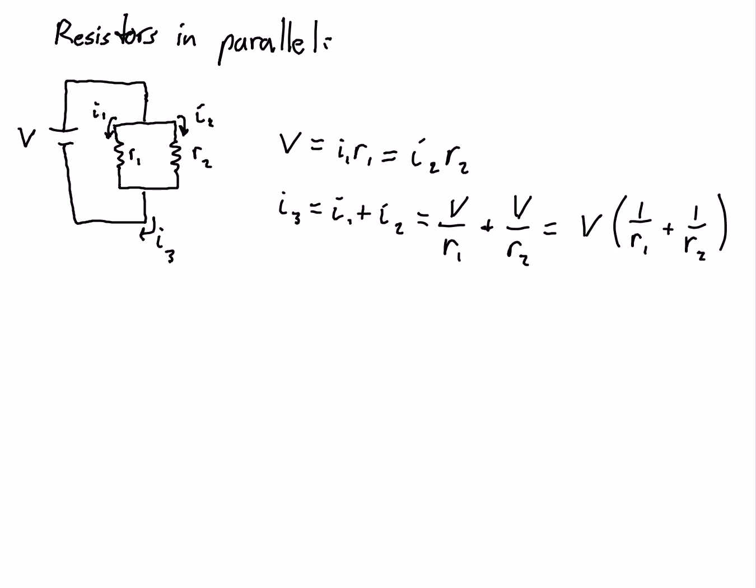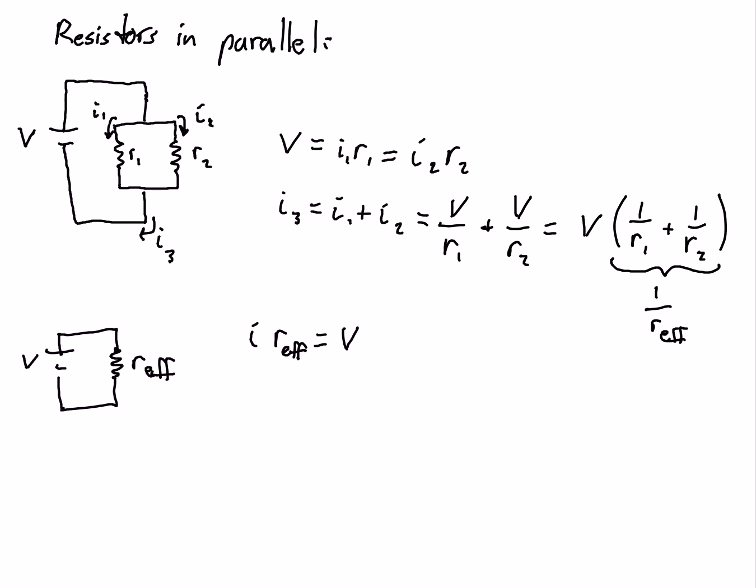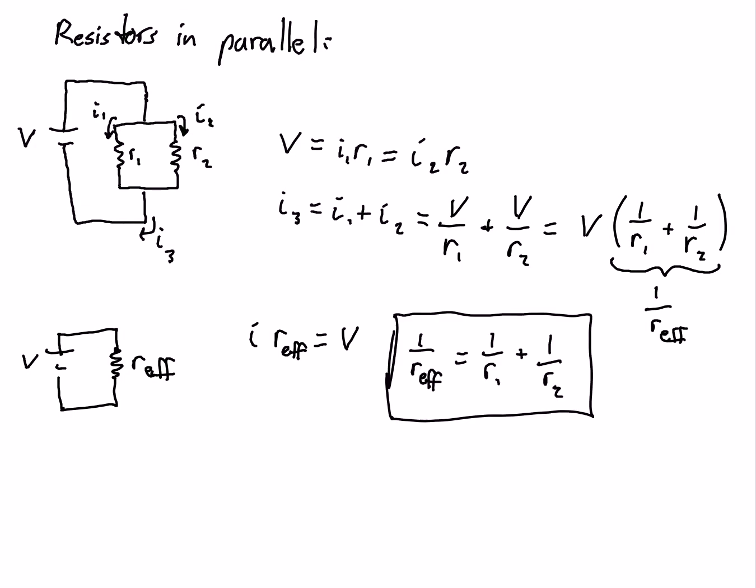A little algebra gives us this relationship between I3 and V. Calling this 1 over R effective, we reproduce Ohm's law for an equivalent circuit, just like before, except now the effective resistance is given by this equation. So this tells us how resistors in parallel add, different from how they add in series. So two resistors in parallel are equivalent to a single resistor with an effective resistance of 1 over the sum of 1 over R1 plus 1 over R2.